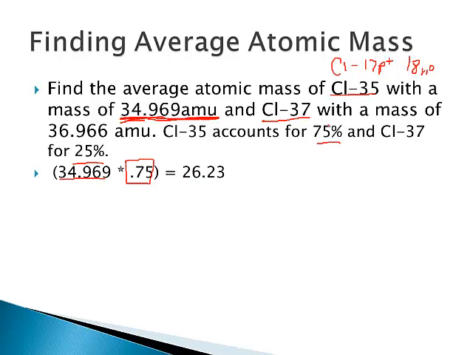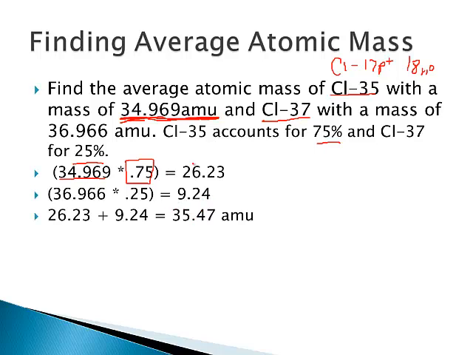You're going to do exactly the same thing with chlorine-37. So you're going to take the mass times the relative abundance, and that's going to give you 9.24. And the whole reason why you're doing this is because at the very end, you're going to add those two things together to find the average atomic mass of chlorine. So if you were to go to the periodic table, you would notice that the mass on the periodic table of chlorine is 35.47. And now you understand where they get that number from.